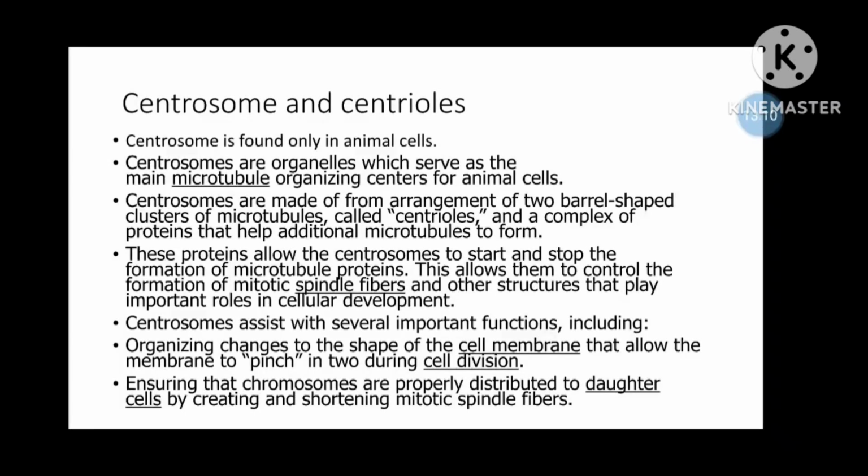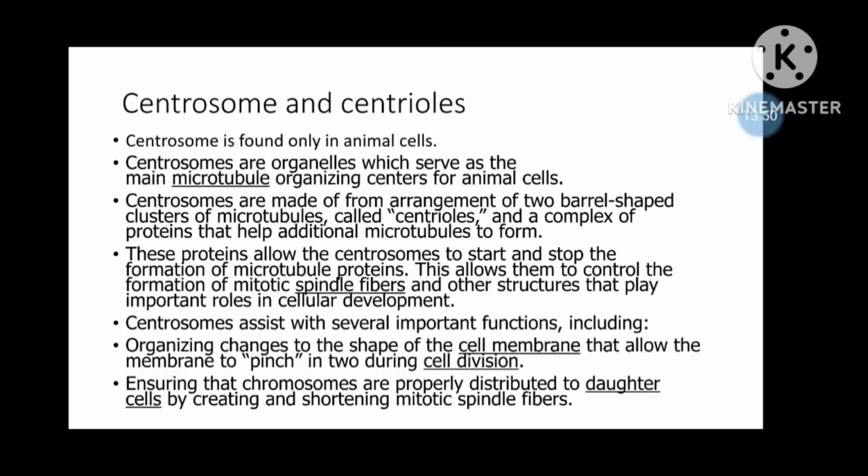Whenever cell division starts in a cell, the centrioles form and come to the terminal of your cell. From there, they produce microtubules, that is spindle fibers, which help in the separation of chromosomes. Centrosome assists with several important functions, like organizing changes to the shape of the cell membrane that allow the membrane to pinch in during cell division.